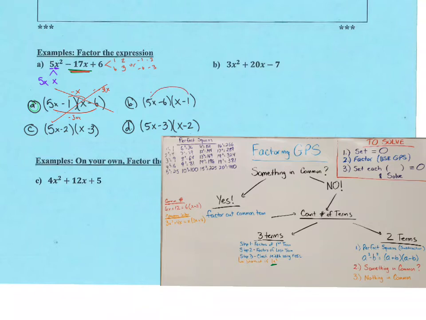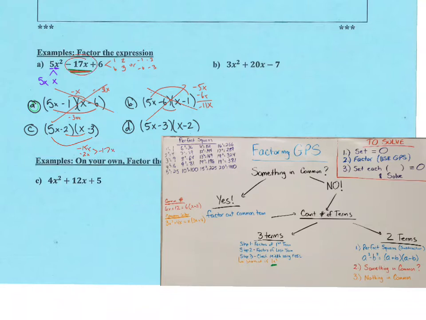So now I try this one. 5x times negative 1. I do the outside. It gives me minus 5x. I do the inside. I get minus 6x. Together, it's a minus 11x. So all I'm doing right here, this red writing, is just me doing the outside and inside of FOIL to see if it gives me the middle. It doesn't work. So that's automatically wrong. Now I do this one. 5x times minus 3, I get minus 15x. I get minus 2x. Together, that is minus 17x.